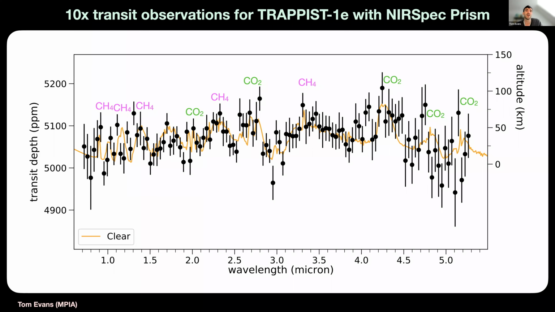Specifically, I ran retrieval analyses on these sorts of synthetic data sets, fitting for the atmospheric properties such as an isothermal temperature profile, abundances for different chemical species, and cloud top pressure. For each cloud top pressure scenario, I did this ranging from the clear atmosphere to a cloud deck at a millibar, and this was repeated for a range of co-added transits, going from a single transit observation through to 50 co-added transits.